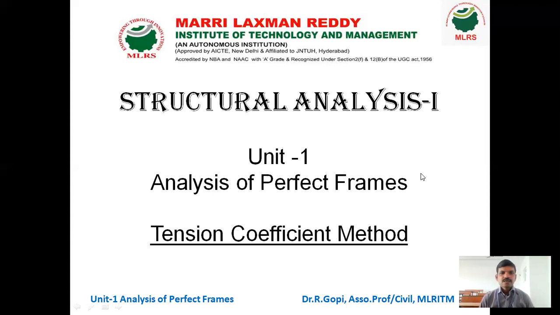Now in this class we will discuss the tension coefficient method. This is a very easy, rapid and fast method for the analysis of plane frames and space frames. What is the difference? A plane frame is a 2D frame, only two dimensional, x and y. A space frame is 3D, with members along the x axis, y axis and z axis also. As per our syllabus, we focus only on 2D frames. Now we will see the tension coefficient method.